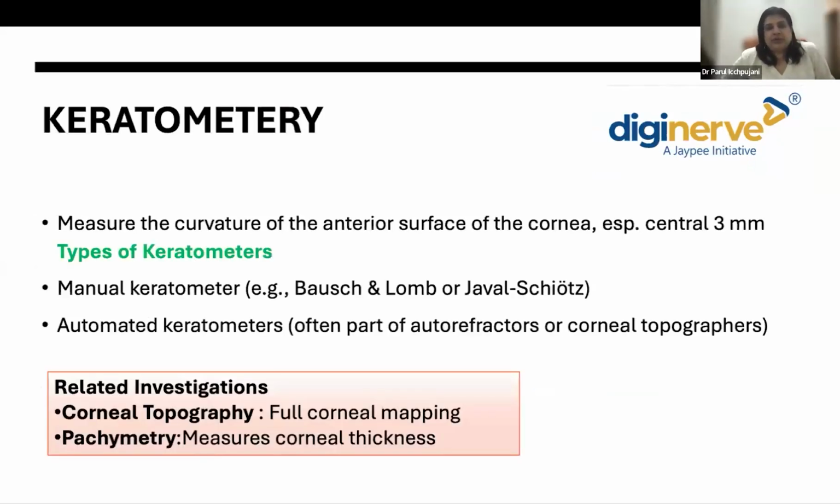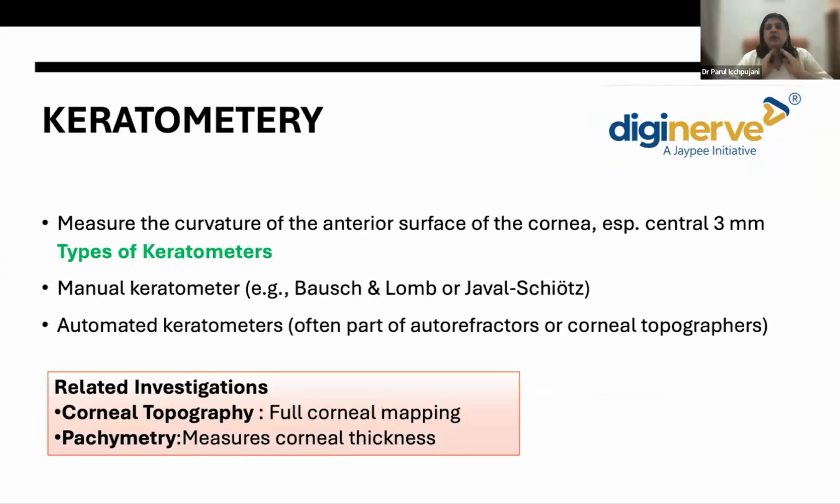Then comes keratometry. Now, this keratometry is used when we want to measure the curvature of the anterior surface of the cornea, especially the central 3 millimeters. So we can either have a manual keratometer, the one most commonly used at most places is the Bausch & Lomb type, or we can have an automated keratometer.